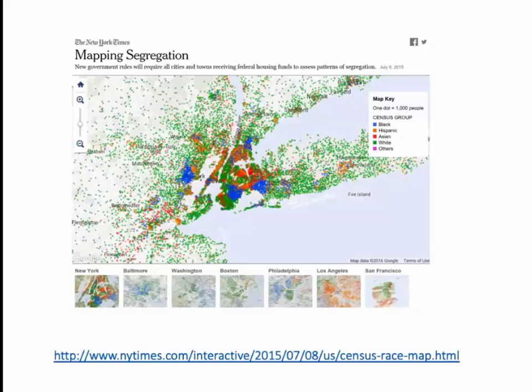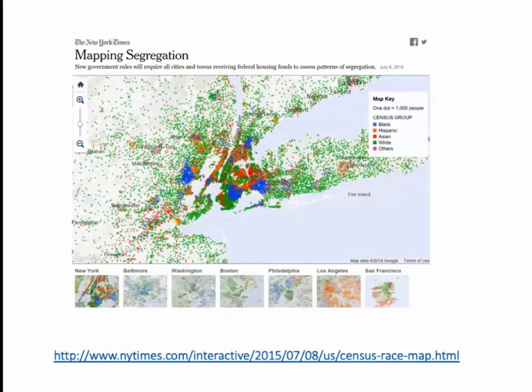This is a map of New York. This is data from 2015. Colored dots stand for 1,000 people from different ethnic groups. And what you see immediately is a pretty segregated world, right? You see a pretty segregated world.